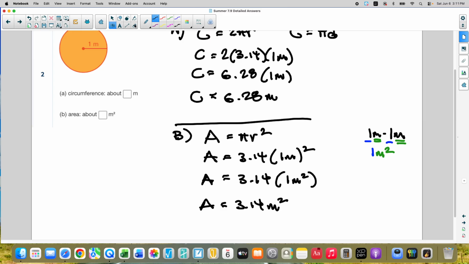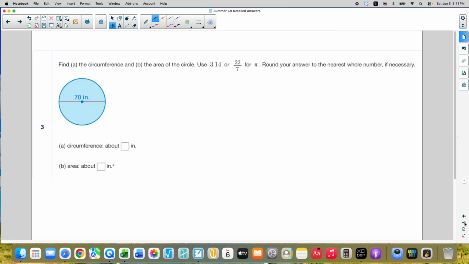Okay, so those are our two answers. Let's fix that decimal point, be a little bit more prominent. Boom. Circumference, area, good. Squared units, that's good. Find the circumference and the area using 3.14. So this is a great question. Well, we'll show. Finding the circumference.